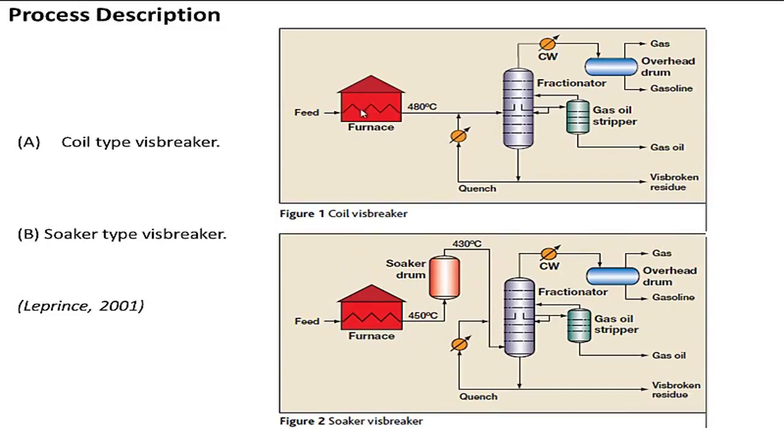The reaction takes place at the desired heating zone. The effluent for both cases is quenched with a quenching medium to stop the reaction, and it is sent to the visbreaker fractionator for further separation. And according to this figure, you will see that gas oil or visbreaker residue is used as the quenching medium.